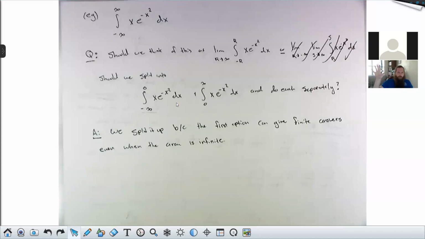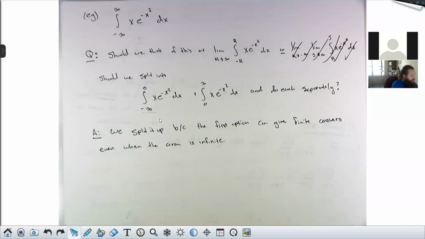It's where you have an equal amount of area above and below the x-axis, and even though both of them are infinite, they cancel perfectly. That's where this thing can give you an answer of 0, even though the area is infinite. So we're going to do the second thing.